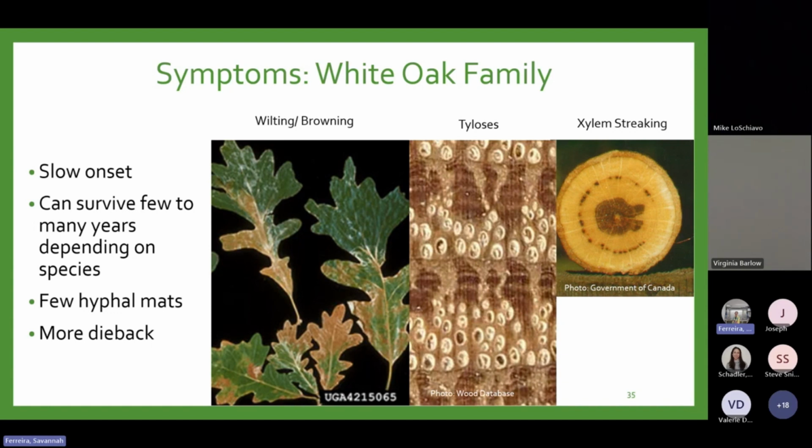However, they are sacrificing more functional xylem tissue in order to stop this pathogen from spreading. So sacrificing more of this xylem tissue is disrupting and reducing the water and mineral transport, which is going to cause white oak family members to have more dieback. So this compartmentalization strategy also affects your ability to see xylem streaking, as well as the fungal mats. So in red oak family members, those symptoms are going to be much more apparent, but in white oak family members, you're most likely going to see your dieback symptoms.